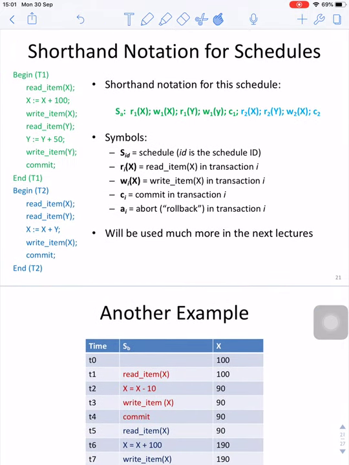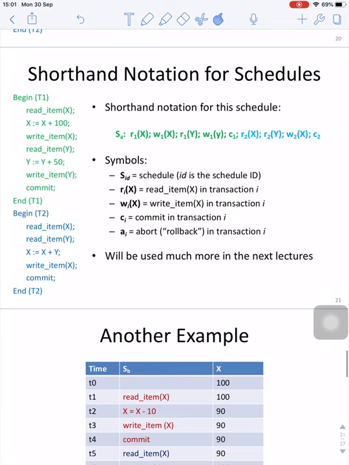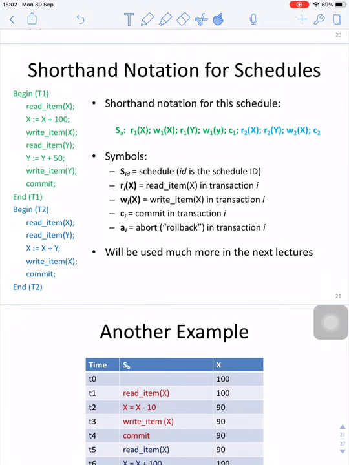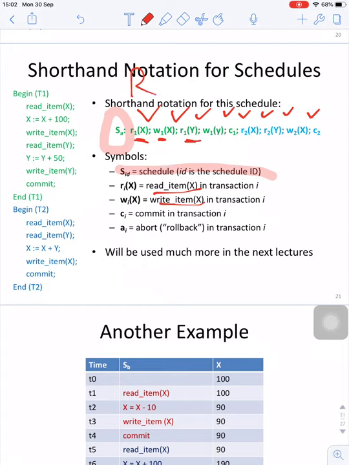And we can use a shorthand notation for schedules, just like S_A. This just means the schedule ID, so it tells which schedule, then a comma. Every action is separated by a comma, and we do the read first, and then we do the write.